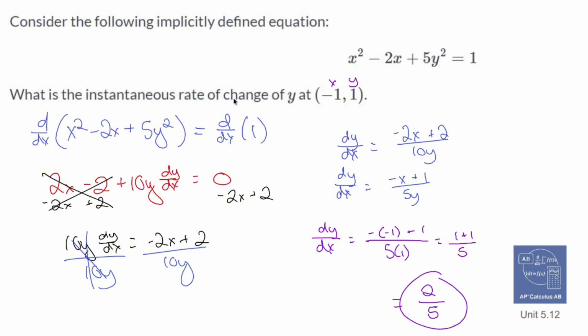So instantaneous rate of change is fancy talk for derivative. We had to use implicit differentiation, and when we were done, we plugged in our point, and we get a nice looking fraction there, a very nice, handsome looking fraction.